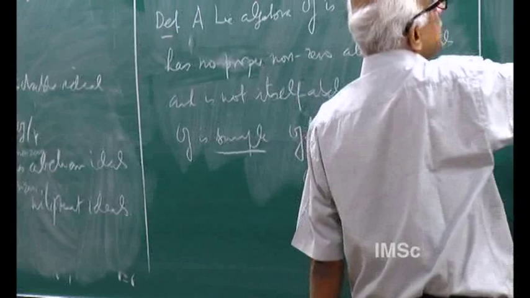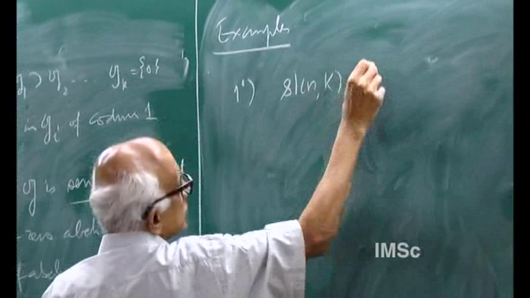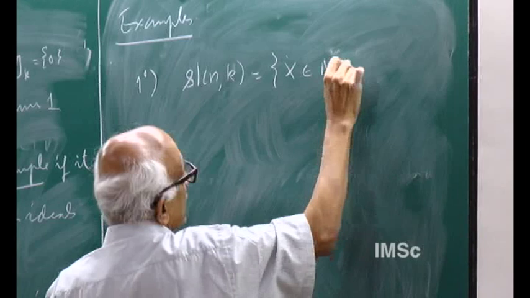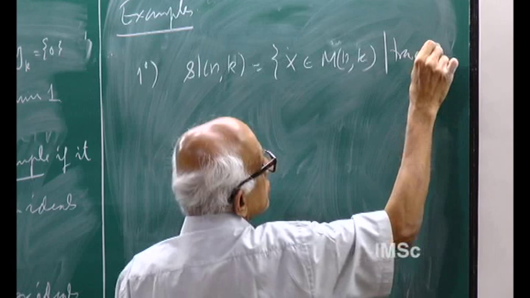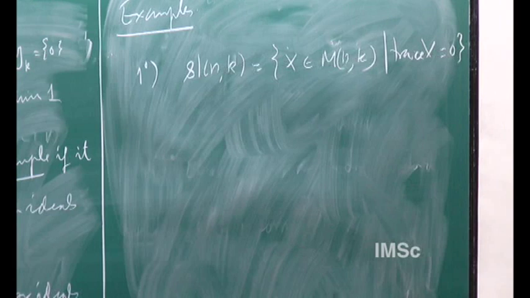First example, SLN K, the set of X in MNK of trace 0. SLN K has no proper ideals. That's an exercise for you. To give you a hint, start with any matrix, take its bracket with something like Eij. That will produce things which are simpler than X. And then you find that all the Eijs will be captured. And once you take the bracket of Eij and Eji, you capture a diagonal matrix. That way you capture all diagonal matrices.